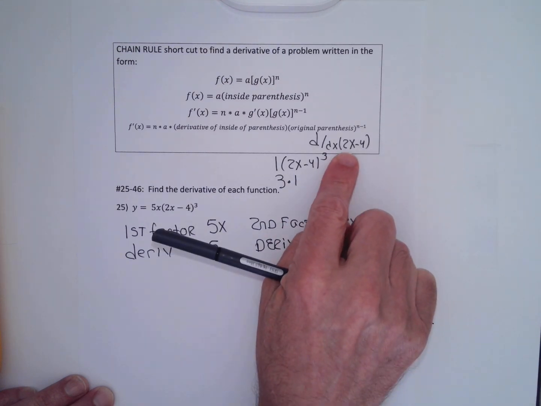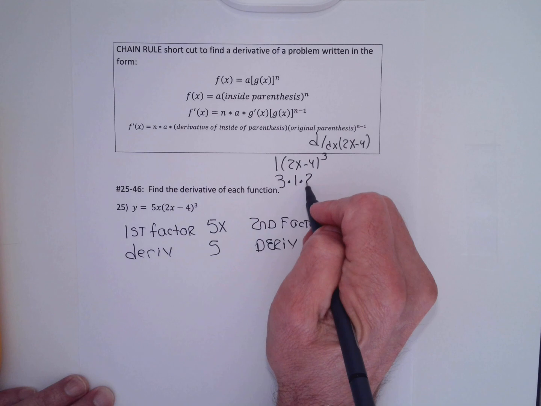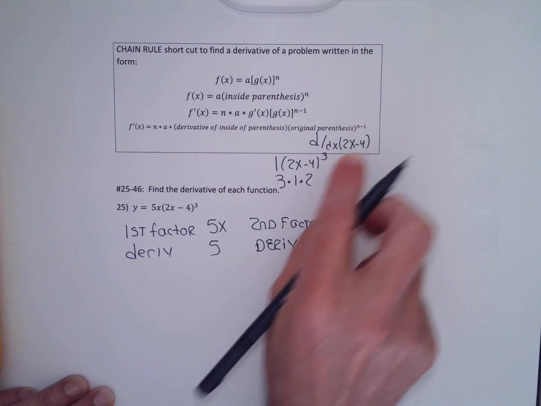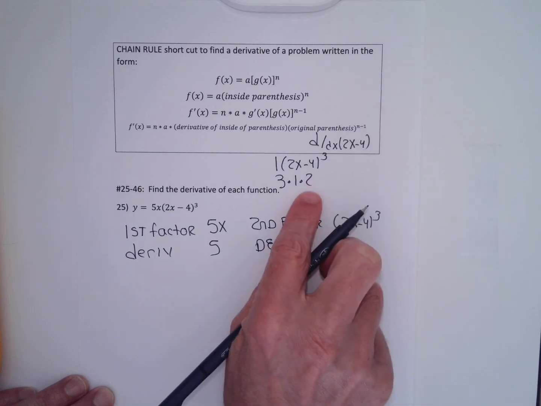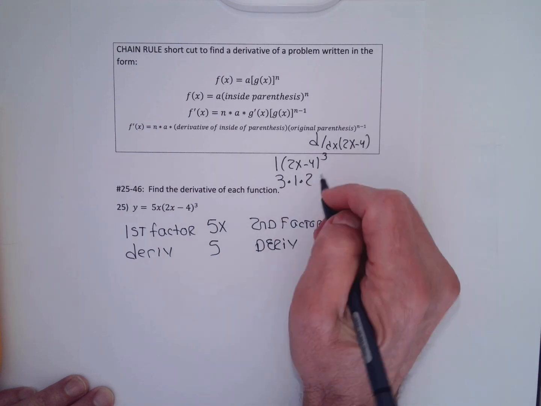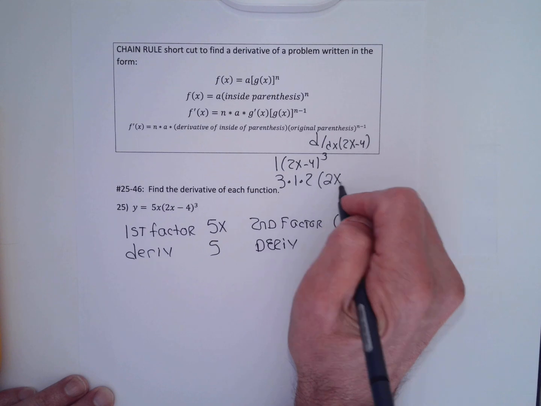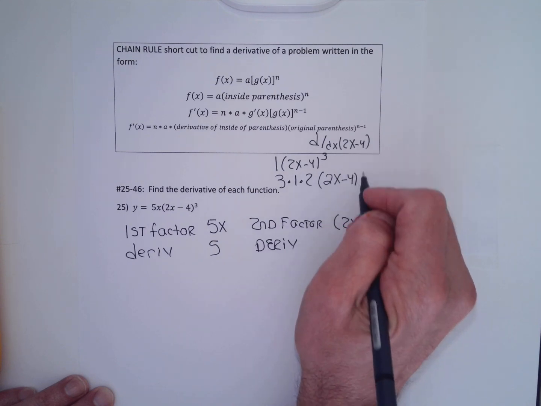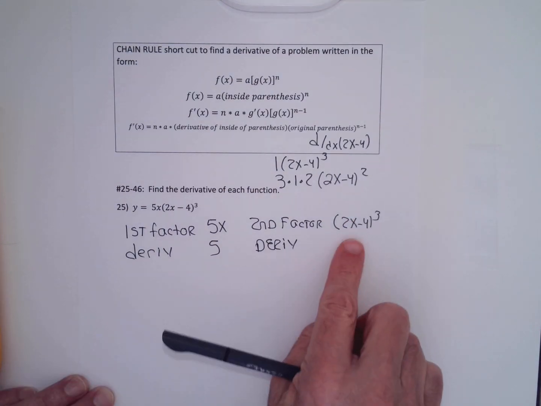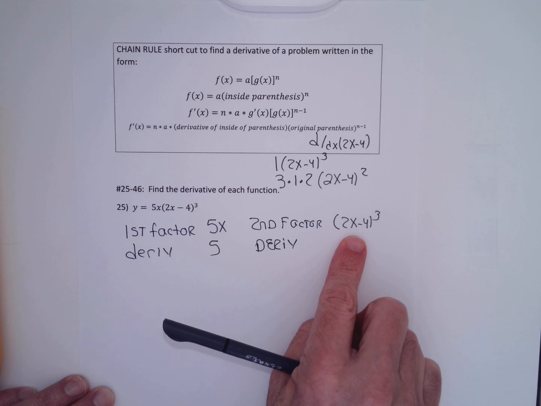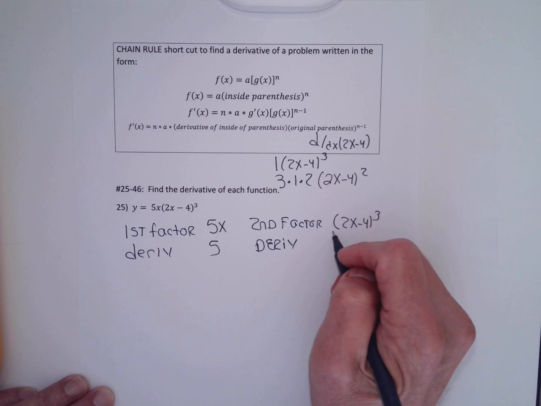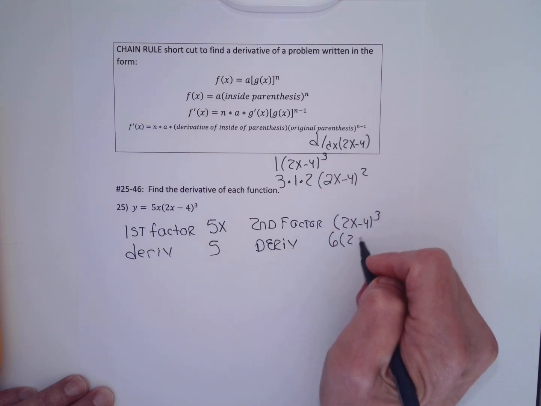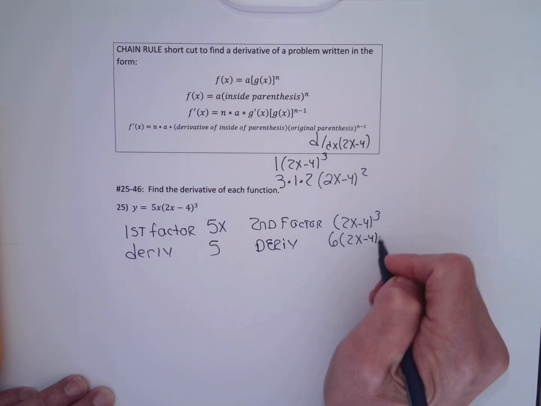The derivative of 2x is just 2. The derivative of minus 4 is 0. I don't need an extra parentheses here for the derivative of the inside of the parentheses because it's just a monomial. And then lower the exponent by 1. It's unfortunate that that has a common factor that I might feel the urge to factor out, but boy, I'd have to be careful to do that. So this derivative is 6 times 2x minus 4 squared.